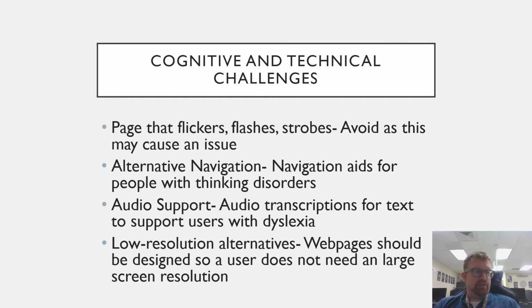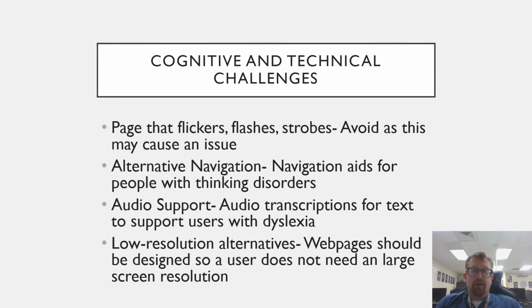Next is alternative navigation. So this would be navigation aids for people with thinking disorders. Essentially, you can't rely on your users to know where to go. You have to provide navigation aids and essentially help direct them to where they need to go. Such as, you have a home button to take them to your home page, but you also need to say, click here to go to your home page, or on your web page, click here to go to whatever website. You need to make sure that you have navigation aids available and help direct people in different directions if they need to go to different pages.